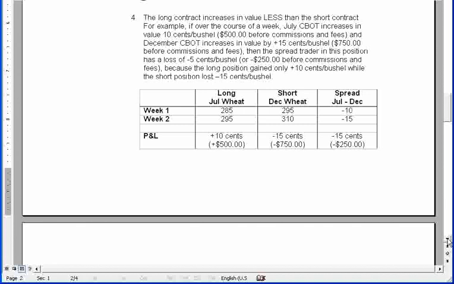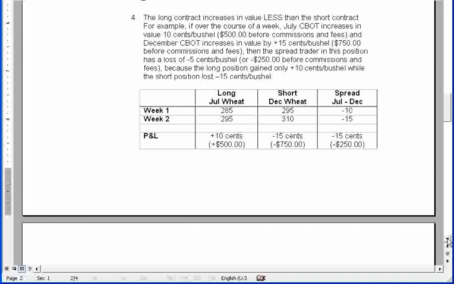If prices go up and the one we're long increases in value more than the one we're short, we make money. If prices go down and the one we're long decreases in value less than the one we're short, we make money. Or if prices go nuts and the one we're long goes up, we make money, and the one we're short goes down, we make money, and that's our four-leaf clover. We have the exact opposite on our risk side.